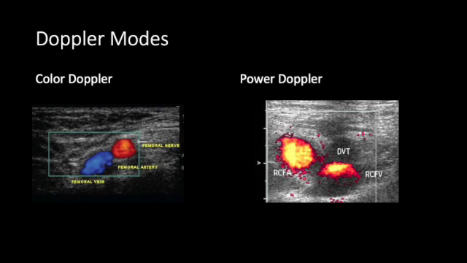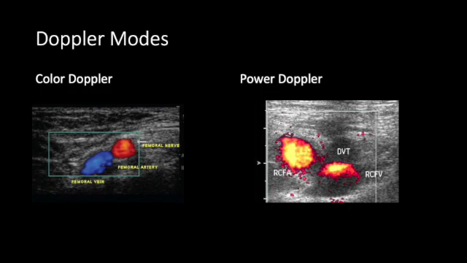The difference between that and power Doppler is that power Doppler is much more sensitive, meaning it can pick up lower flow, but it does not tell us the direction of flow. Both of these pictures, labeled as either color or power, are looking at, in theory, the same area of the body, the femoral vessels, though not in the same patient. In one, we can see very clearly two vessels, with flow occurring in one direction and flow occurring in the other direction.